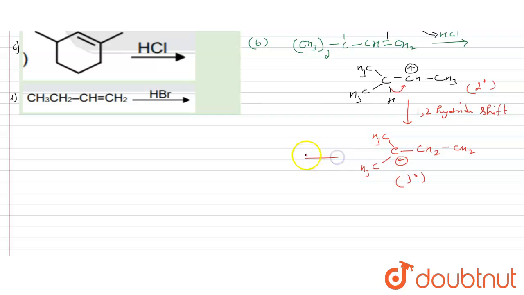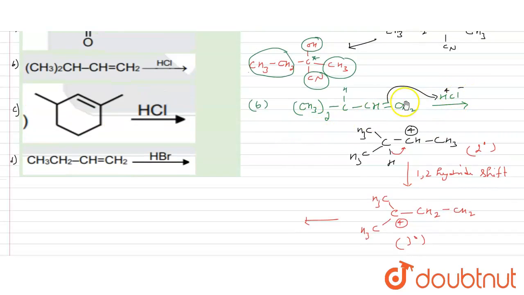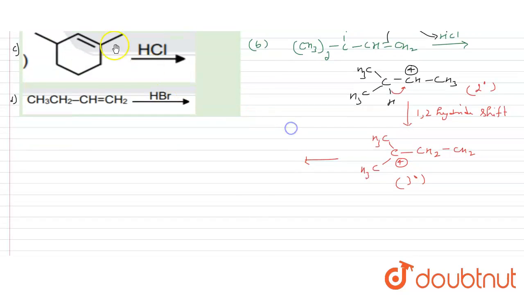Now we also have a Cl negative. This Cl negative attacks this carbocation. So I can write Cl negative attacking like this, and it will form the product like this.